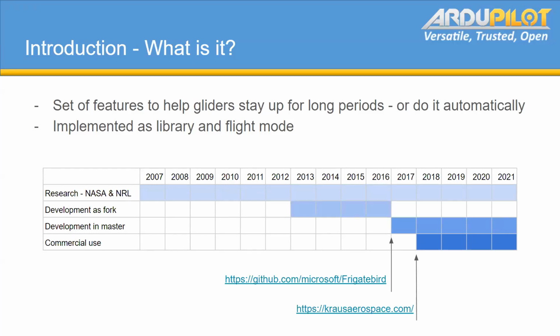So what is it? It's a set of features to enable gliders to stay aloft for long periods of time without using batteries or other propulsion, or to do it automatically, ideally. And it's implemented as a library, AP Soaring, and as a flight mode, thermal flight mode. And the history of this technology goes back quite a long way before ArduPilot got involved with it. So it's been under research for quite a long period of time.